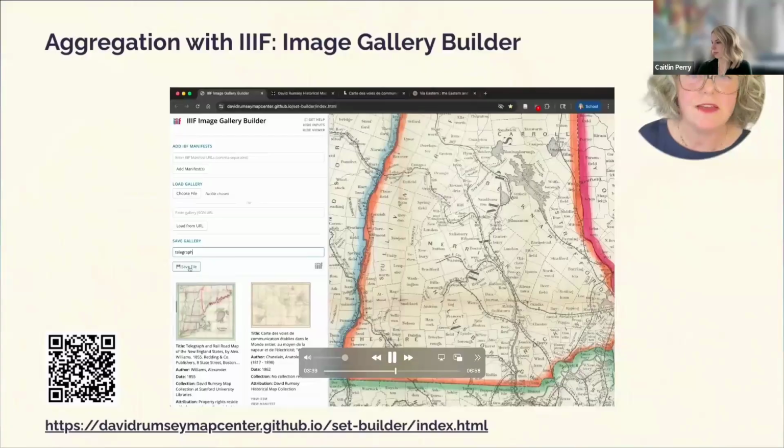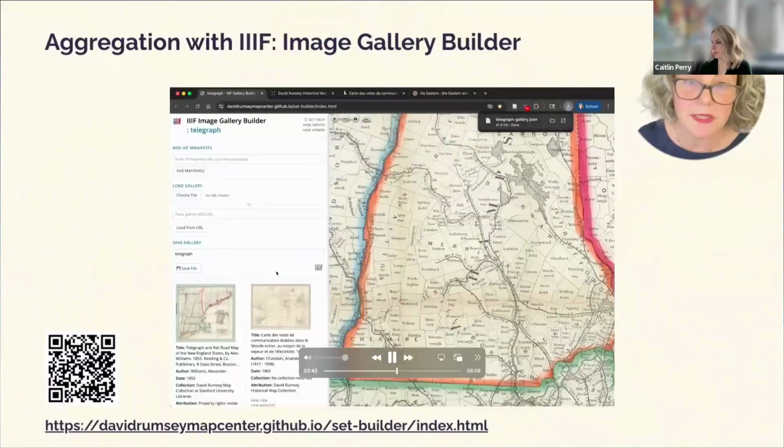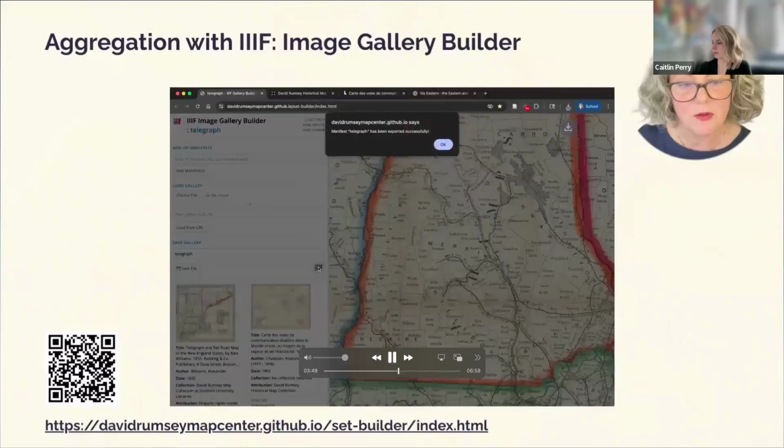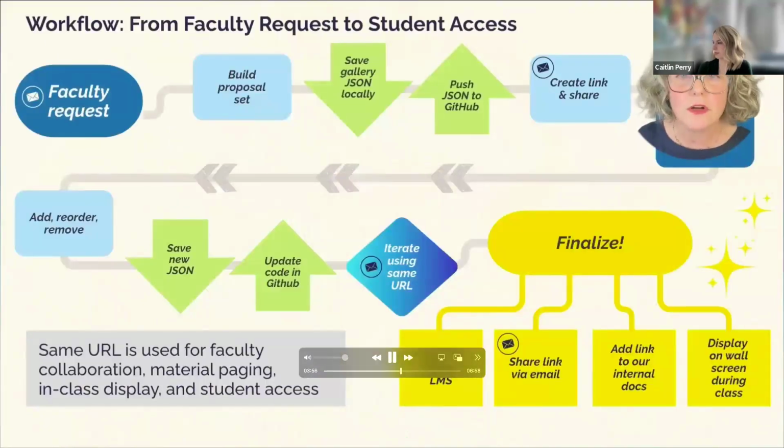This will save a JSON file with the suffix gallery that is compatible with this particular tool. And the IIIF logo, clicking on that saves a file with the suffix manifest, and that creates a IIIF compatible manifest. The whole workflow, we get the faculty request in the upper left corner. I build the set, I save the gallery locally, push that to GitHub, create a link to embed and share it via email. I get faculty feedback.